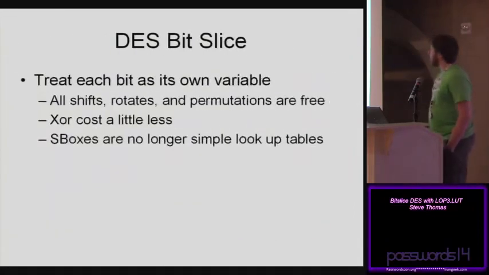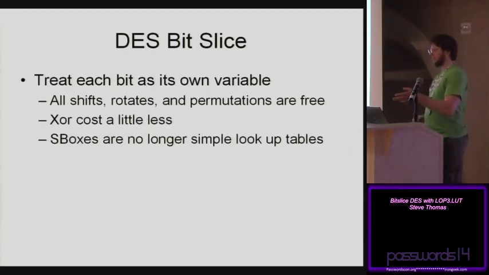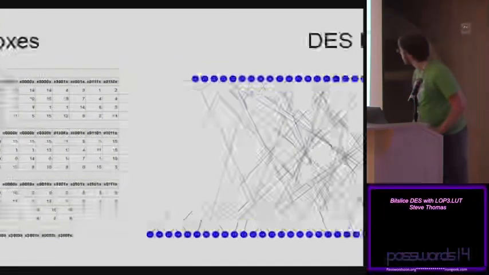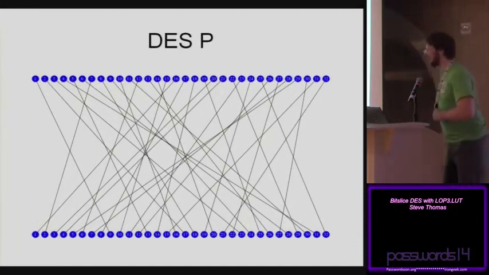Now, bit slicing. Each one of the blue balls from before, the bits, you treat each one of those as its own variable. So when you're doing your code, you logically rename the variables, so the first one would just get renamed. I assumed I'd actually be able to see this.